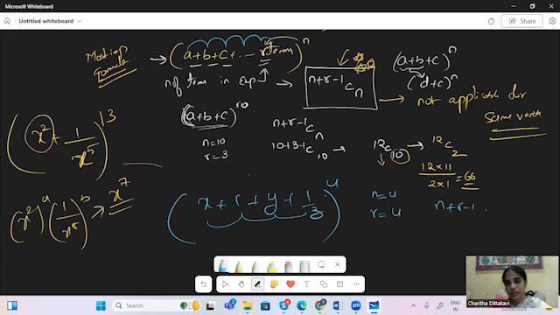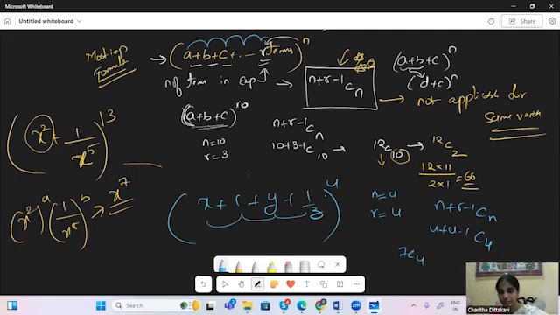n plus r minus 1 Cn. So 4 plus 4 minus 1 C4. How much is it? 4 plus 4, 8 minus 1. 7C4. Is it equally good as writing 7C6, 7C3? Clear? So nCr or nC(n minus r), one and the same. So it is equally good as writing 7C3.